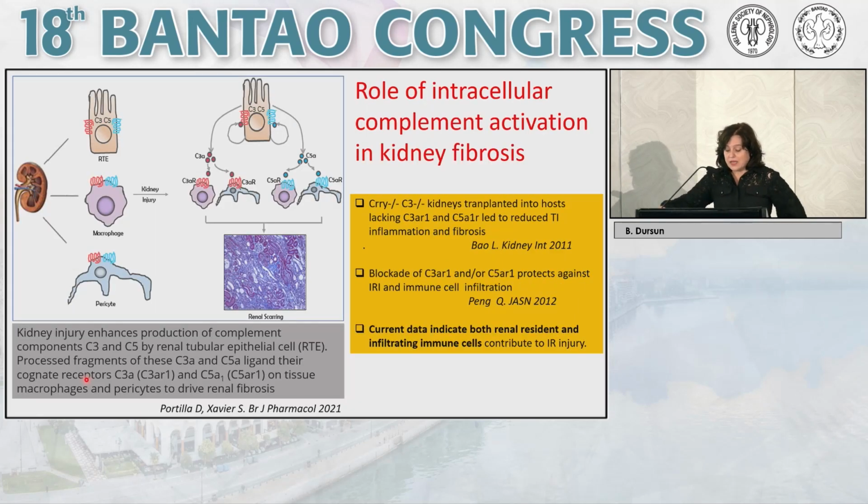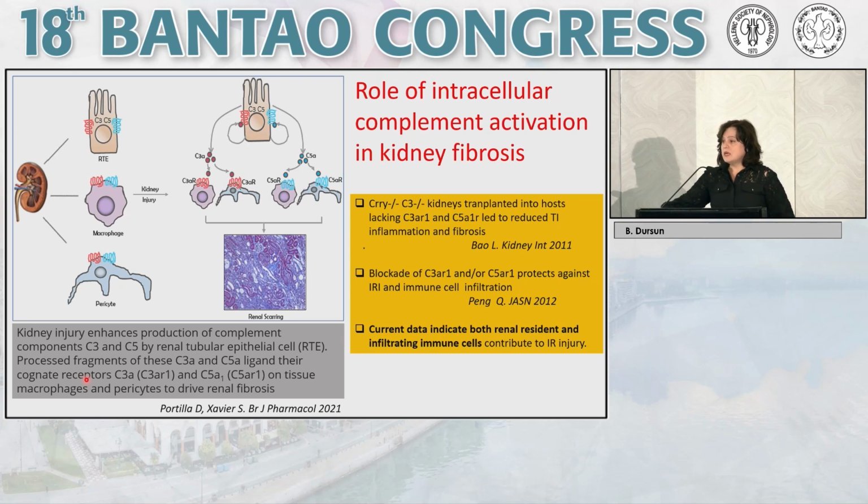So the increased expression of the cognate receptors, complement 3a receptor 1 and complement 5a receptor, on tissue macrophages as well as pericytes, is also a driving force for the formation of renal fibrosis, indicating the role of intracellular complement activation in kidney fibrosis. Several elegant experiments also supported these processes. When Crry and C3 depleted kidneys were transplanted into hosts lacking C3a receptor and lacking C5a receptor, there was reduced tubulointerstitial inflammation and fibrosis.